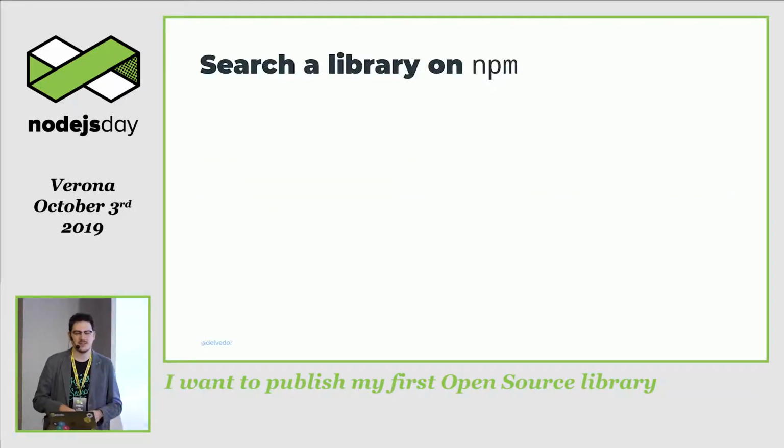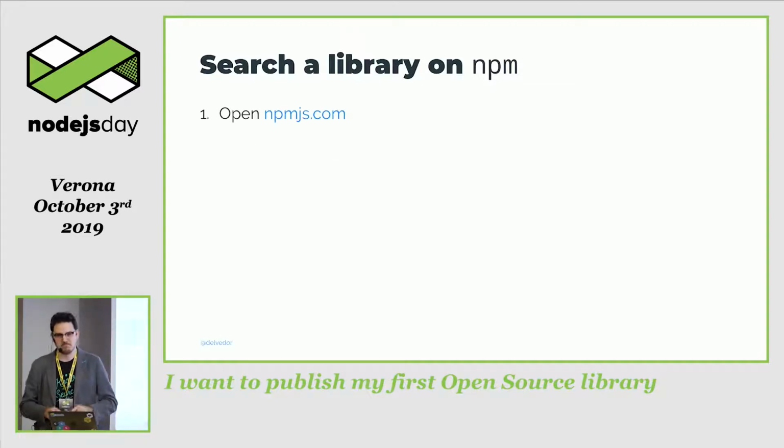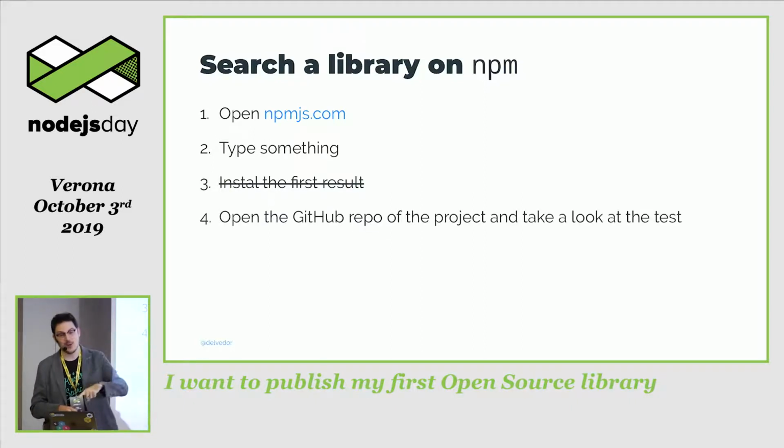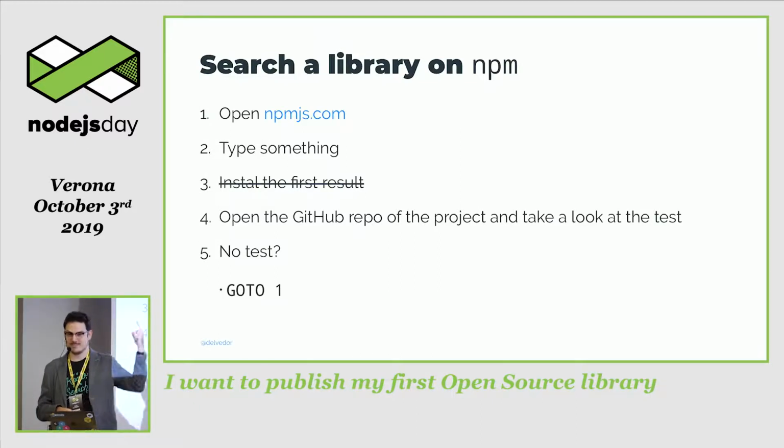Let me share how I search for a library on NPM. So I open npmjs.com, type something. I don't install the first result. I open the GitHub repository instead and look at the tests. Oh, no tests. Go to step 1 and start your search again.